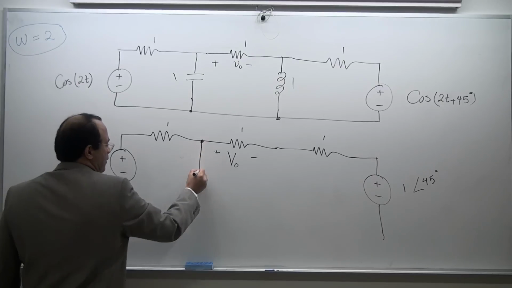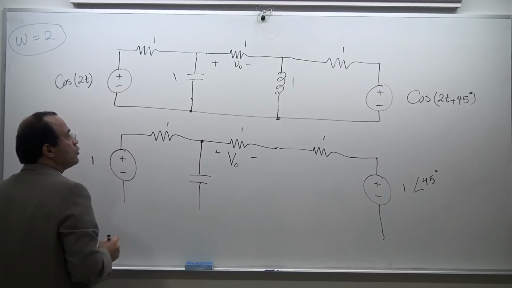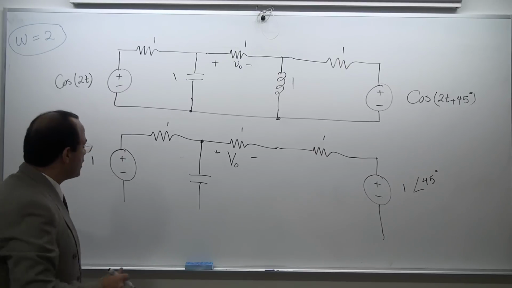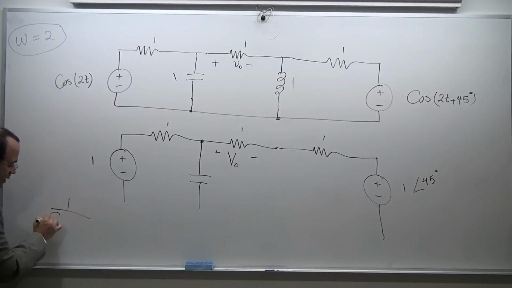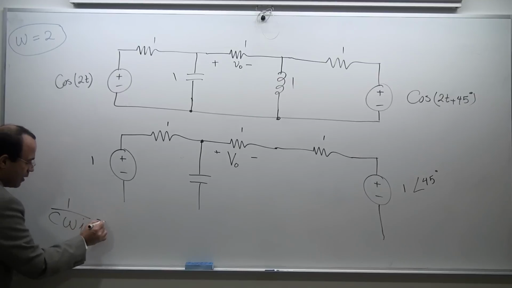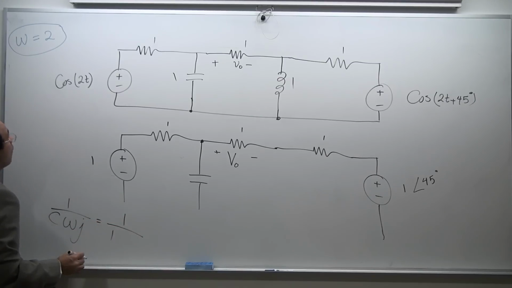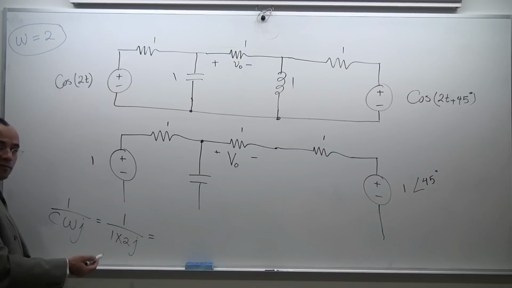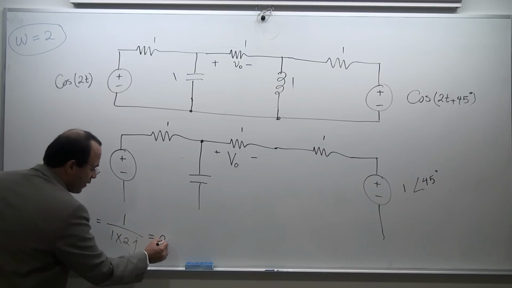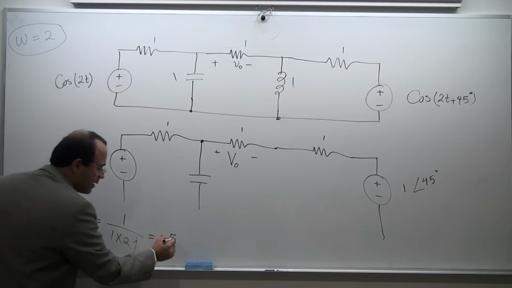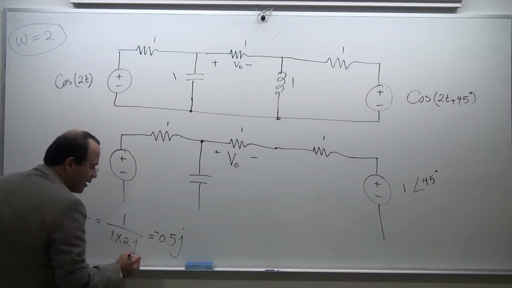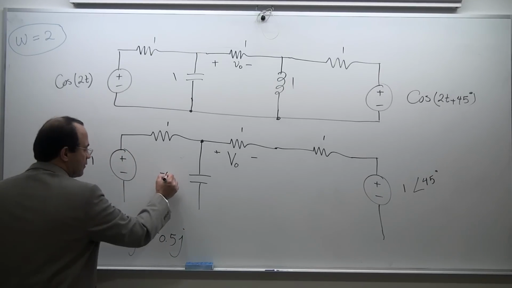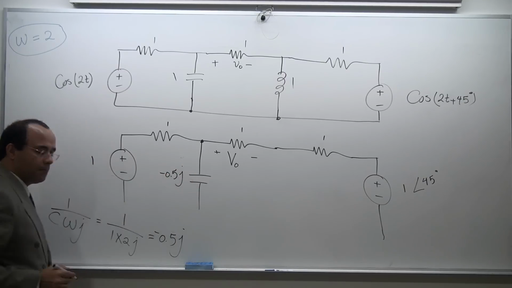The capacitor, I need to be careful. It's 1 over C omega j. C is 1 farad, omega is 2, and that's j. So what do I say? 1 over 2 is 0.5. 1 over j is minus j. So it's minus 0.5 j.